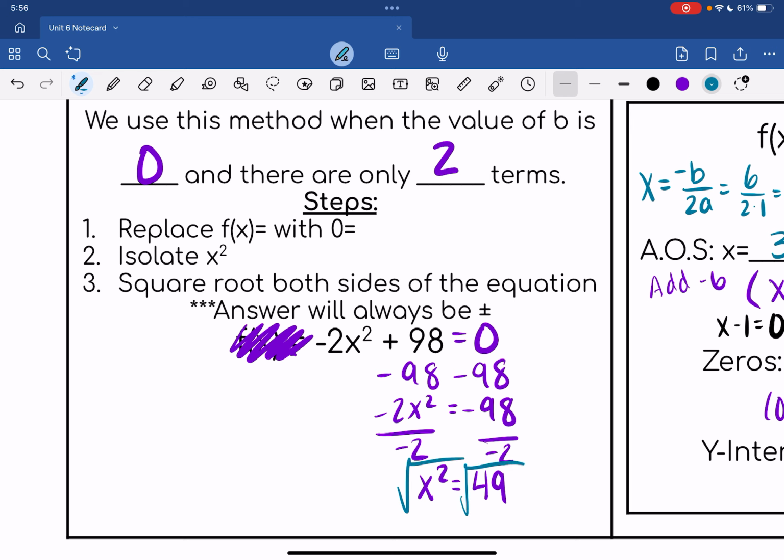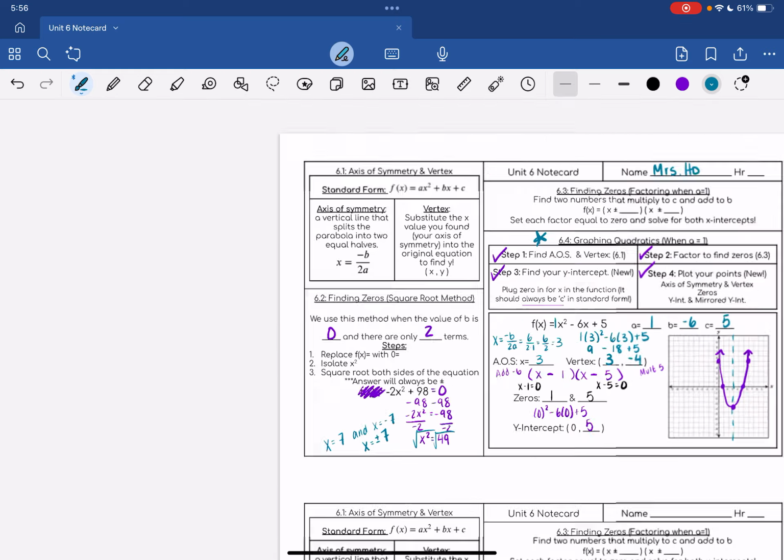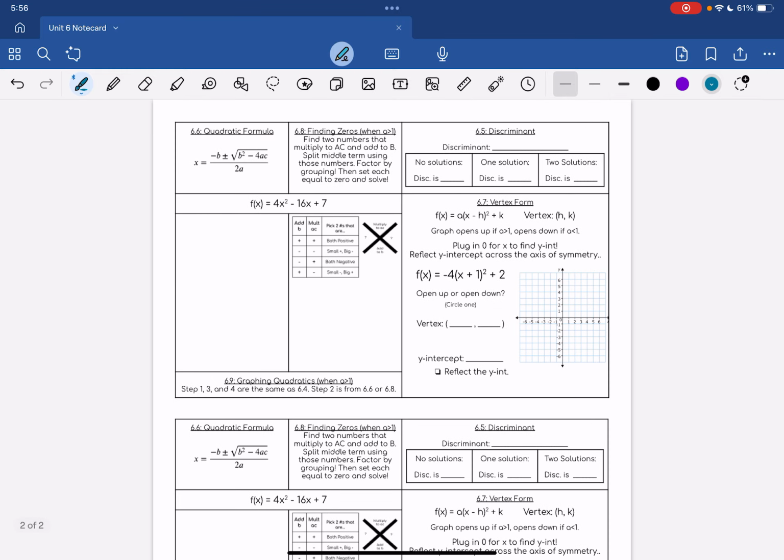So my zeros are going to be x equals 7 and x equals negative 7. So you could write both of your zeros out like that, or you could write x equals plus or minus 7 if you want to write less. Okay, so that's the front side of the note card. Let's look at the back.